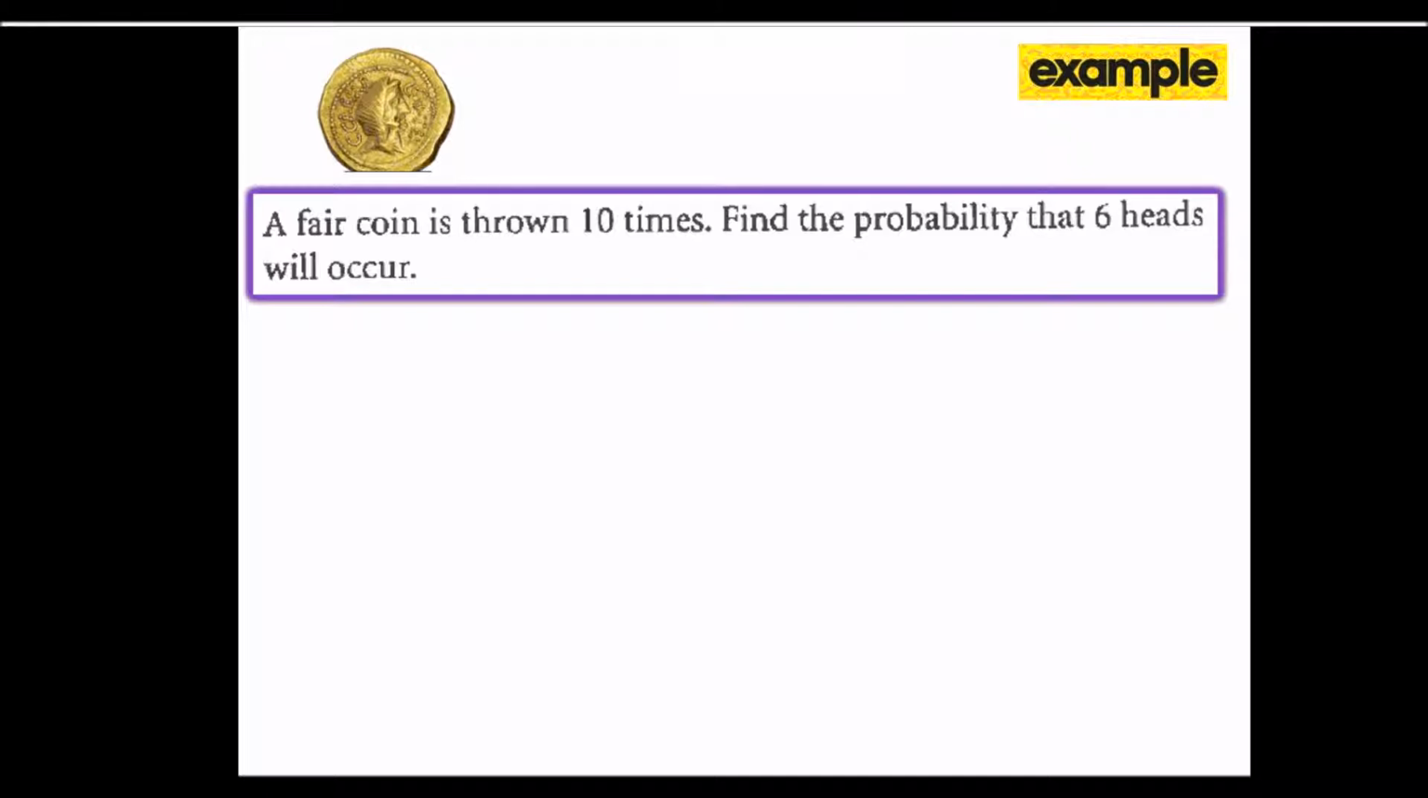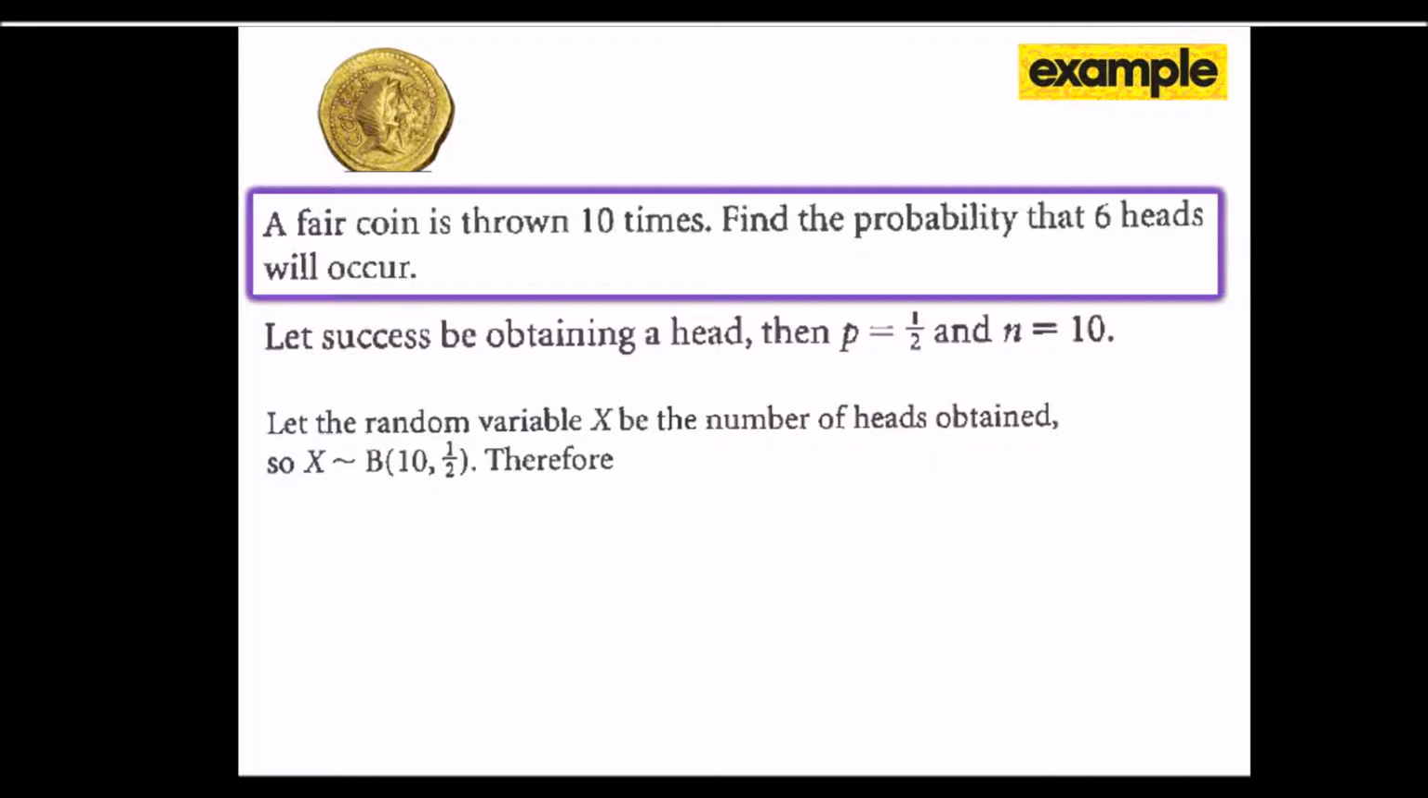When you toss a coin, what's the probability that it will land on heads? It's 1 out of 2. So we can define that. Let success be obtaining a head, and then the probability of a success equals 1/2, because there's a 1 in 2 chance of it landing on heads instead of tails, and the number of experiments was 10. Now we also need to say let the random variable X be the number of heads obtained.